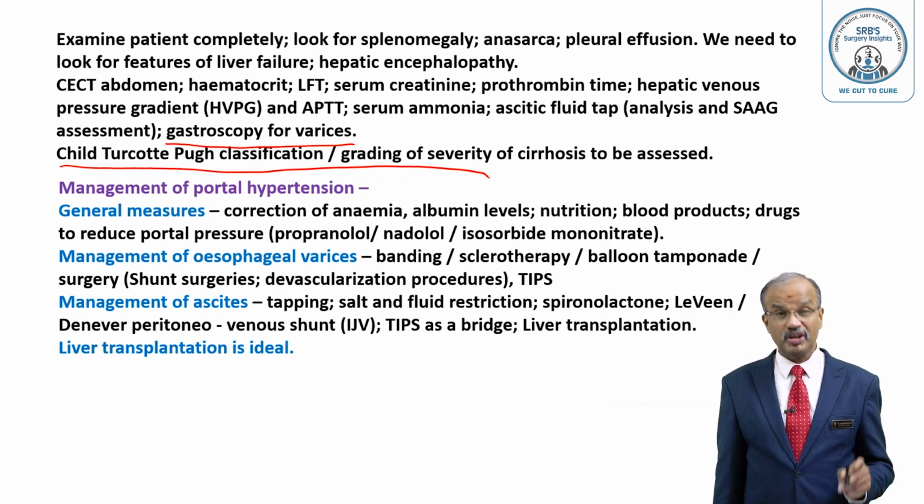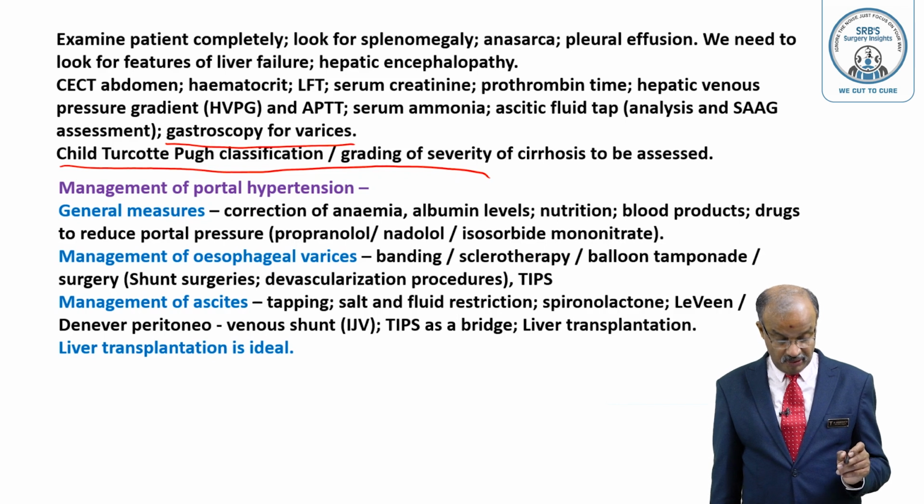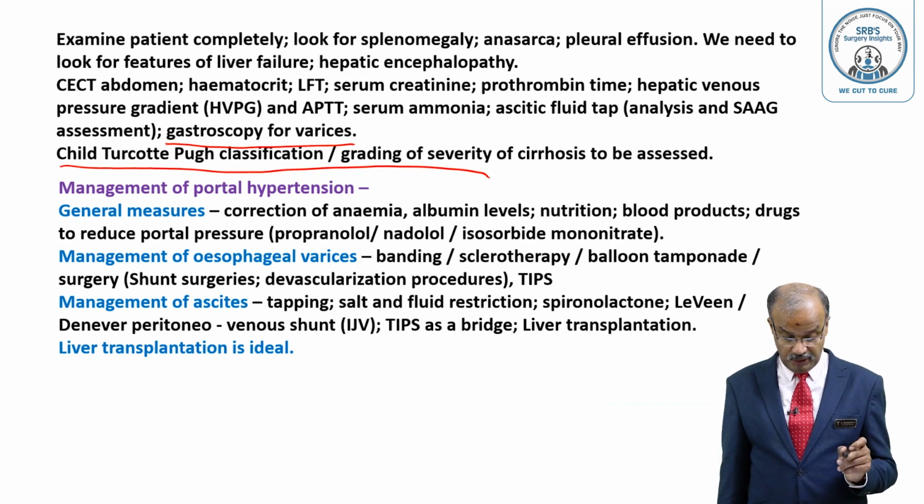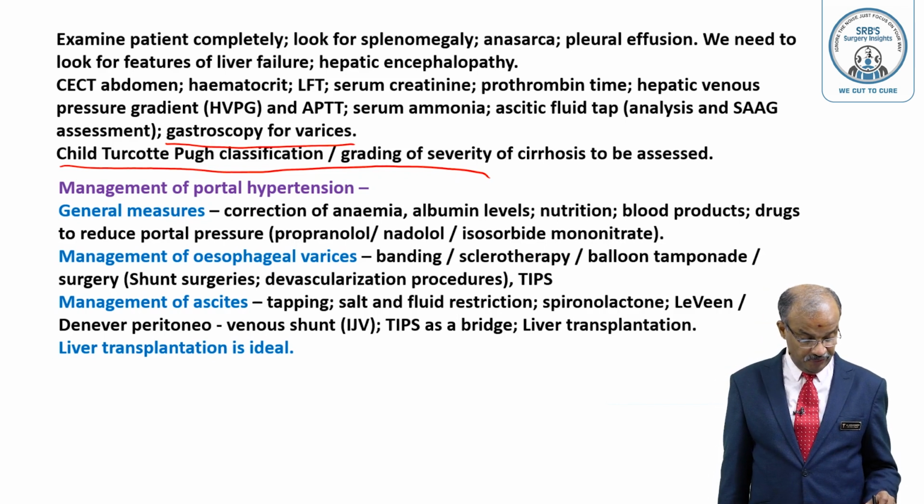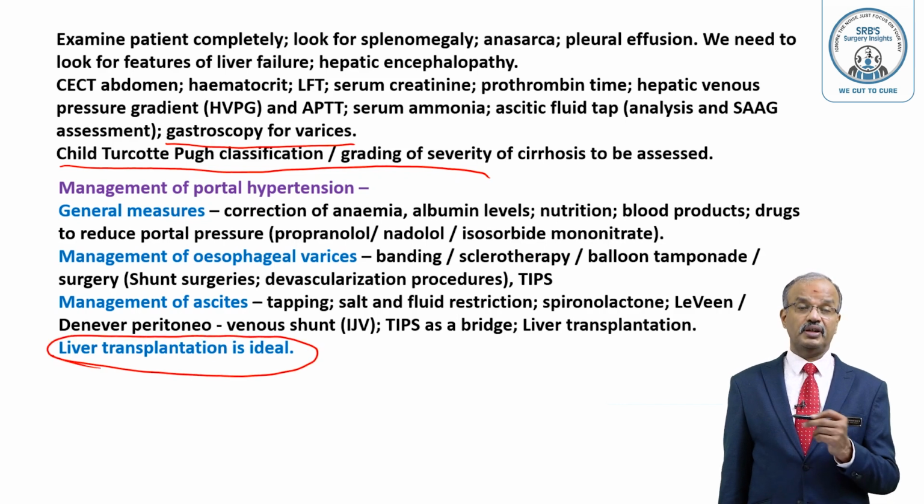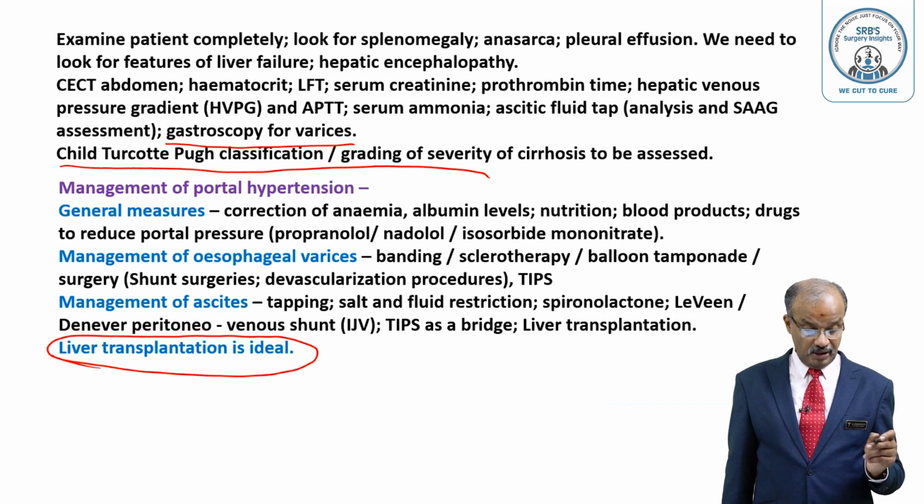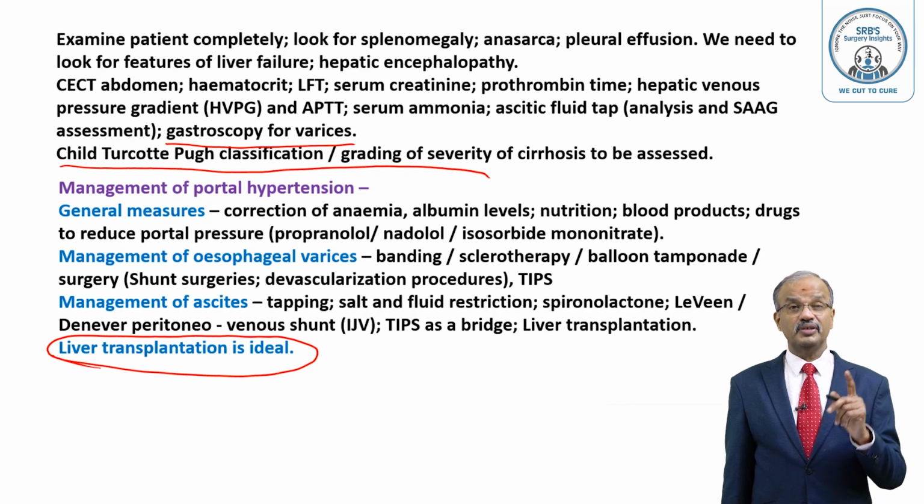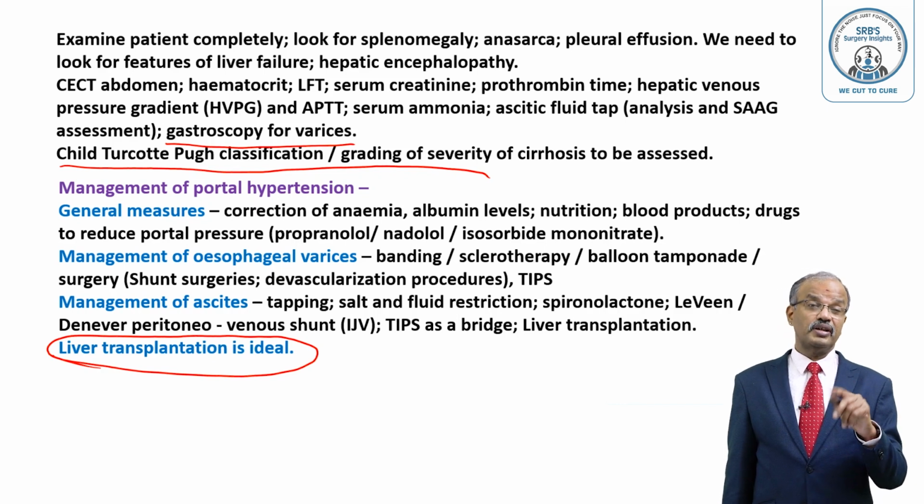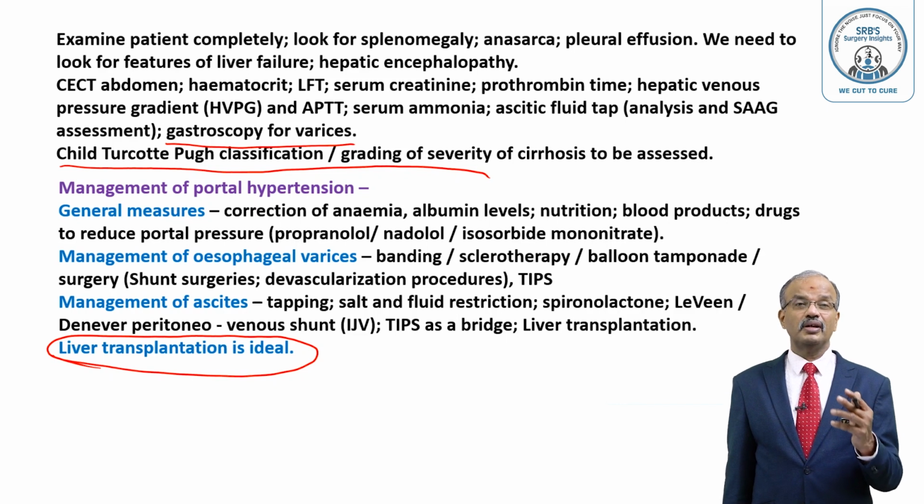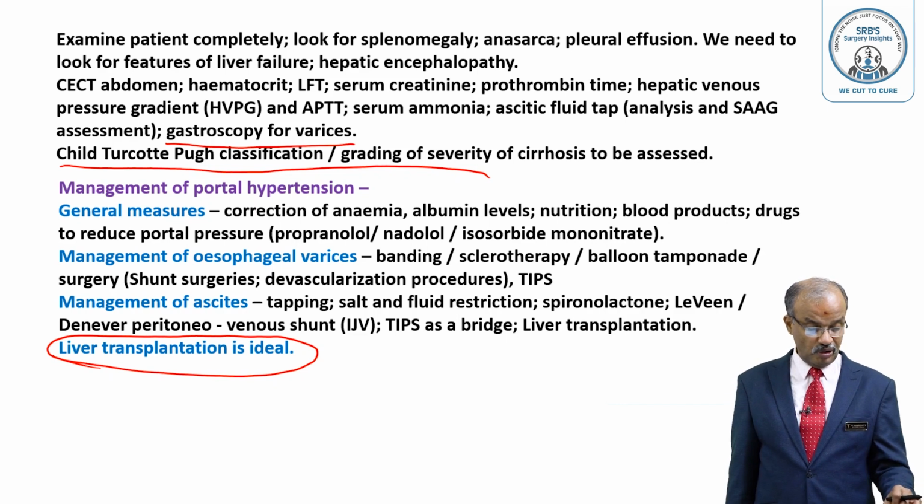Leave-in de novo peritoneal shunt is often done to the IJV. TIPS, as I already told, is a bridge for liver transplantation. Liver transplantation is the eventual ideal requirement to save the patient. That is the most important thing. Of course, alpha fetoprotein and CT should be done, because it may turn into malignancy also. And the life survival is very minimal in such a patient. It is the point you have to remember.